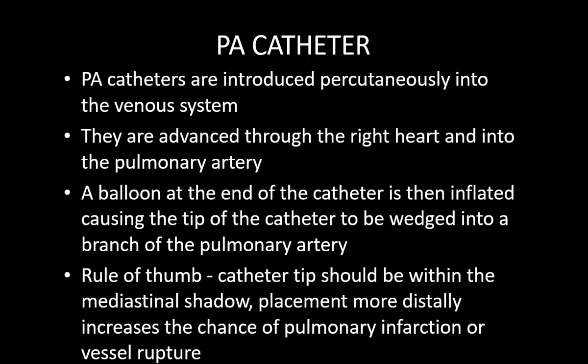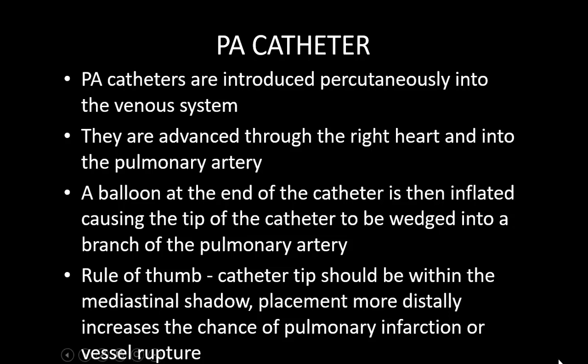PA catheters, we all know they are introduced percutaneously into the venous system. First they are advanced into the right atrium, then to the pulmonary artery using the flotation technique, and then the balloon is inflated and wedged into the branch of the pulmonary artery to measure the pulmonary capillary wedge pressure. Now the position on X-ray, the rule of thumb is the catheter tip should be within the mediastinal shadow.